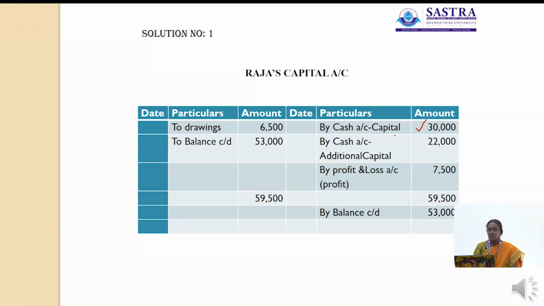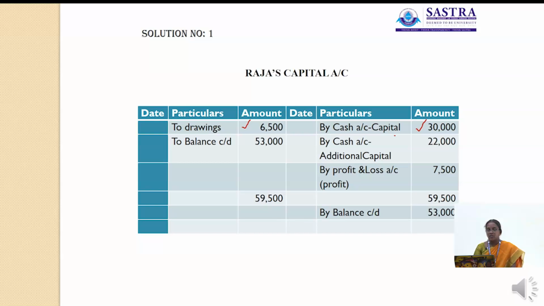Then the next one is they withdraw an amount of capital from their business for his personal use. So that should be recorded as drawings. So Raja capital account debit to drawings account, because the amount of capital will be reduced. So the drawings account will be credited. Raja capital account debit to drawings account rupees 6,500.